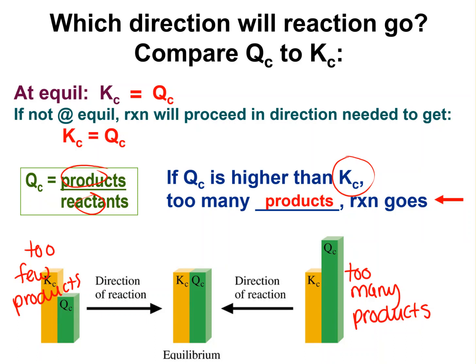the QC will be too low, and you'll need to react to the right to get more. And if you plug in the current concentrations to get QC and compare it to the KC, the equilibrium constant for that reaction, if they're the same number, then you are at equilibrium.